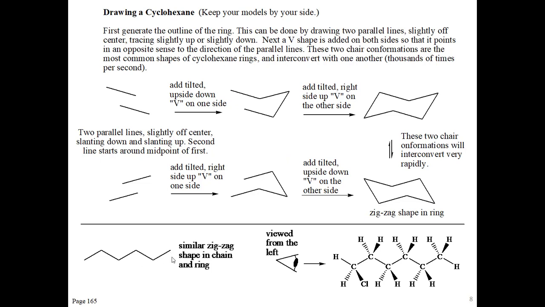Okay, so here's a typical chain. Chains like to be anti, that's the best, but remember they can rotate very quickly, so they'll have gauche and even eclipsing possibilities. But the anti shape is the most favored.